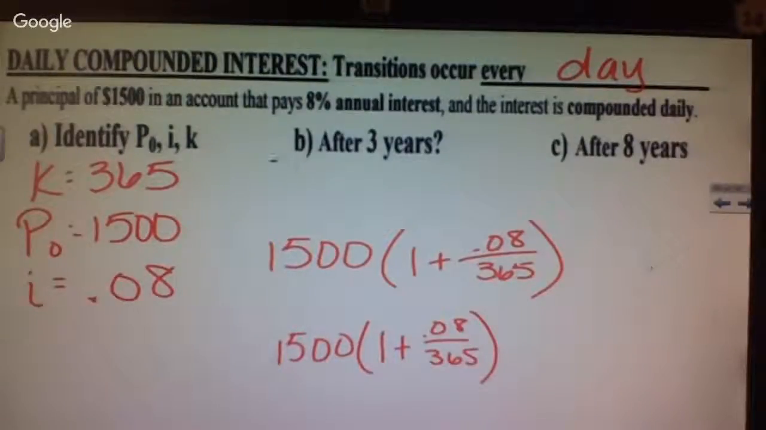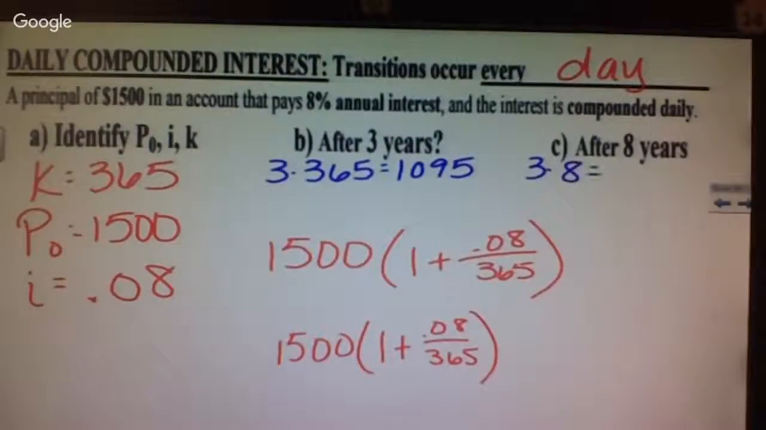So 3 years, 365 days in a year, 1,095. Because I've got 10,957 written on mine. How? 3 times 365. I don't know. He messed it up.